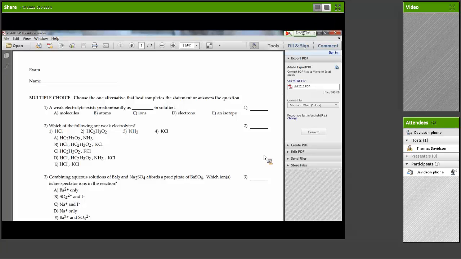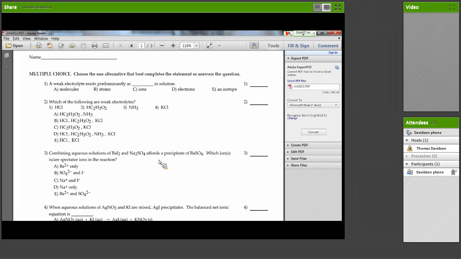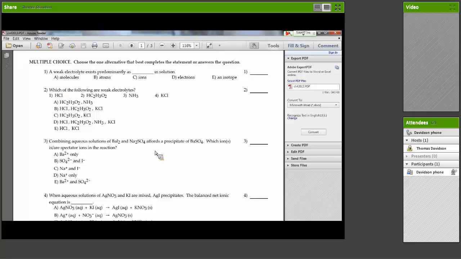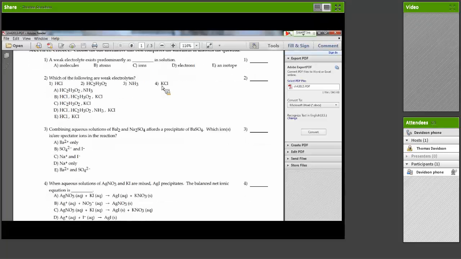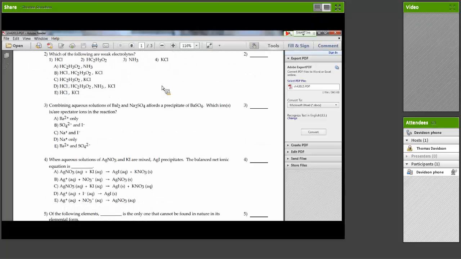Most kids absolutely bomb this part of their test. Just FYI. And I look through it and I think, how? Like, it's not that bad. All right. A weak electrolyte exists predominantly as blank in solutions. What does a weak electrolyte mean as far as a solution is concerned? It doesn't dissociate. So look for the thing up there that said it did not dissociate. Then it asks, which of the following are weak electrolytes, which means they don't dissociate. All right?